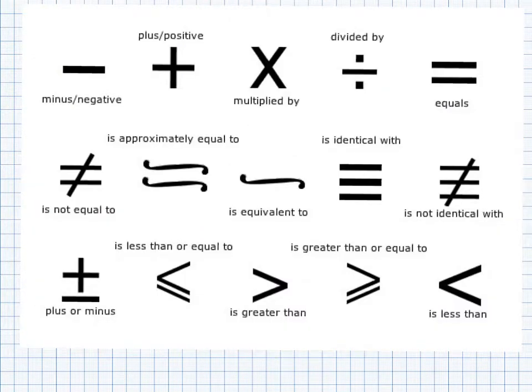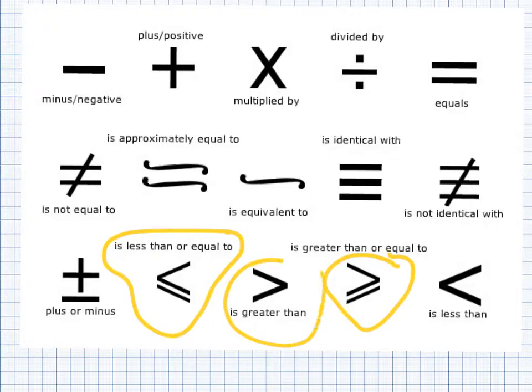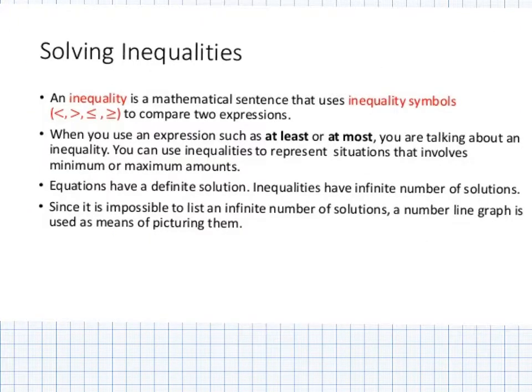I just saw this graph and wasn't real sure. What we're dealing with in this lesson is this one, this one, this one, and this one. So, less than or equal to, greater than or equal to, and less than. So, solving inequalities, again, those symbols. We were talking about inequality symbols right here.